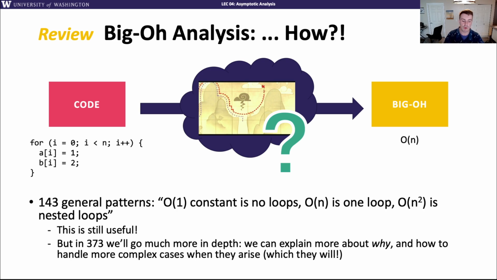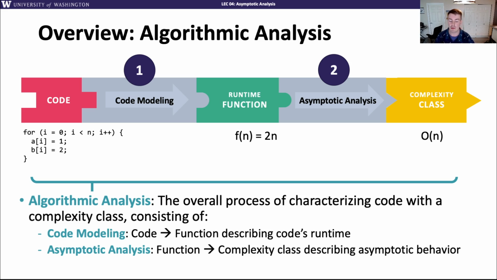So in some sense, in the 143 world, we had this process where we took code and somehow magically, using these intuitions, came up with a big O bound. In 373, we're going to take a much more principled approach. Before I describe what's going on in this slide, let me mention one thing. The terms we're going to be using in this class to describe this process are not necessarily standard. Usually when people say algorithmic analysis, they might mean one of many things. They might conflate algorithmic analysis with this other tool called asymptotic analysis that we'll describe. But we're going to try to be a little bit more precise in giving concrete names to processes that are important.